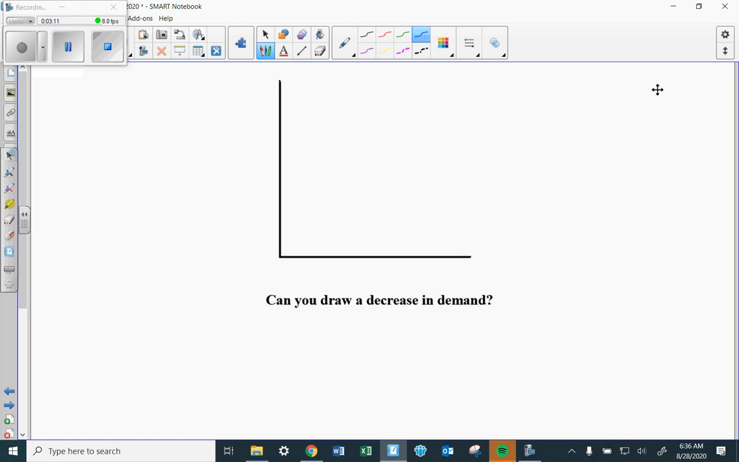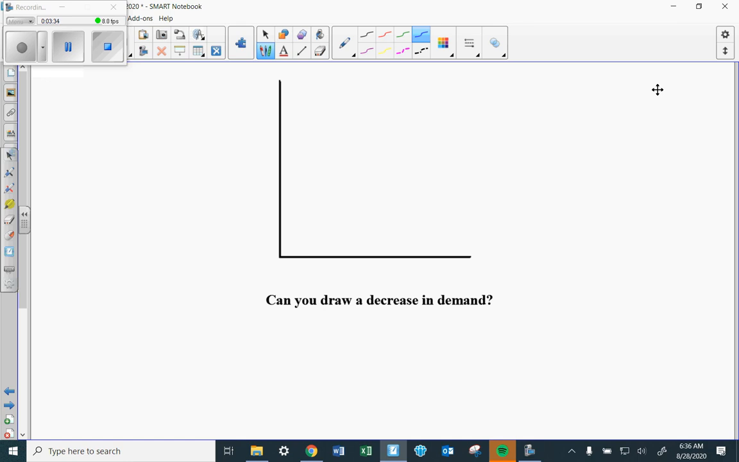What I'm going to have you do now is pause the video and draw a decrease in demand. So you're going to have to pause the video. Pause in 5, 4, and once you get it drawn, restart the video. 3, 2, 1.